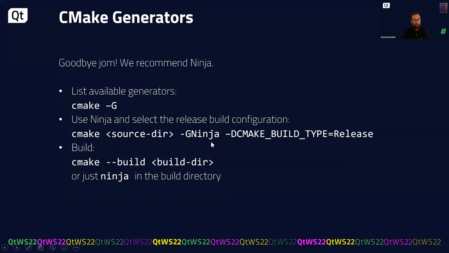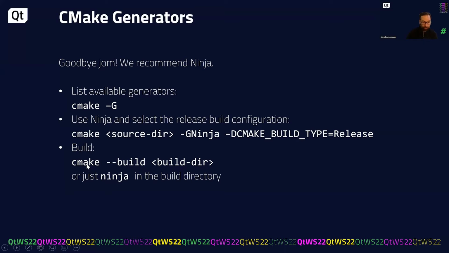And this example here shows how you would configure your project with the Ninja generator and for the release build configuration. There are several built-in build configurations in CMake: release, debug, one for optimizing your program for minimum size, and one for a release build containing debug information. And you can define your own build configurations as well.